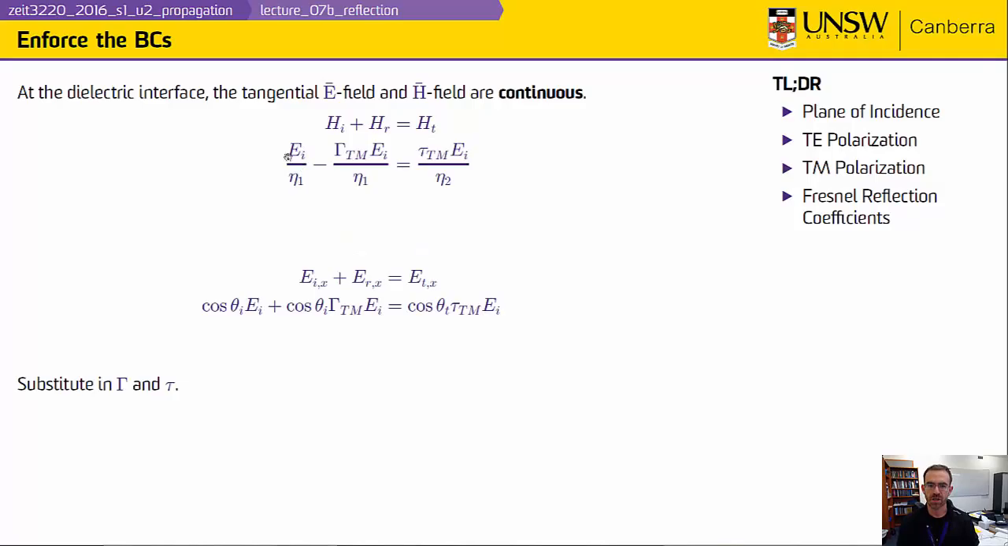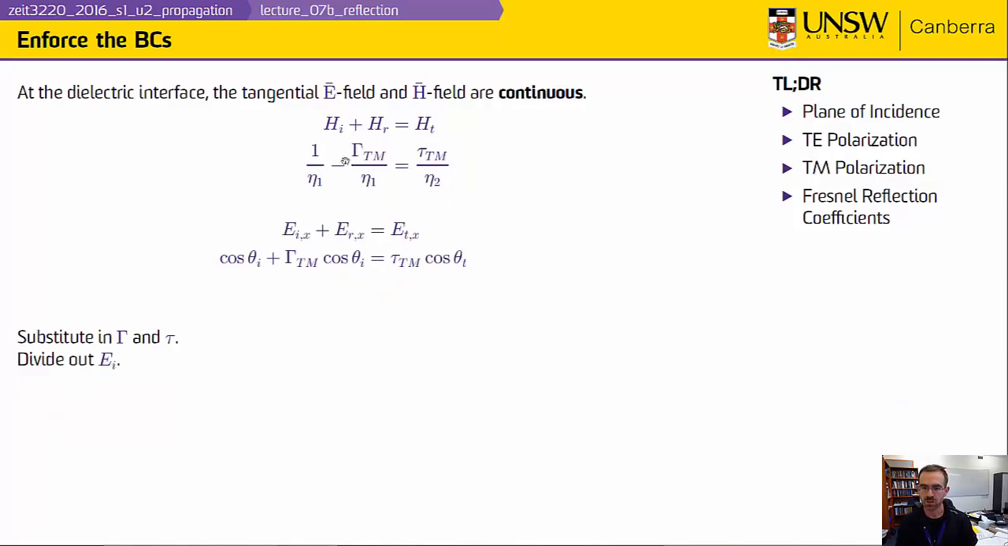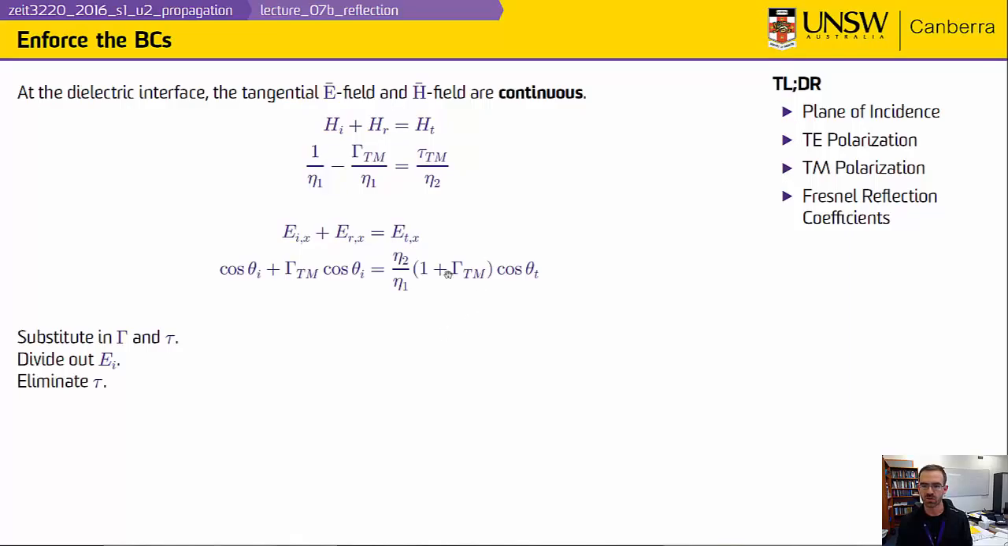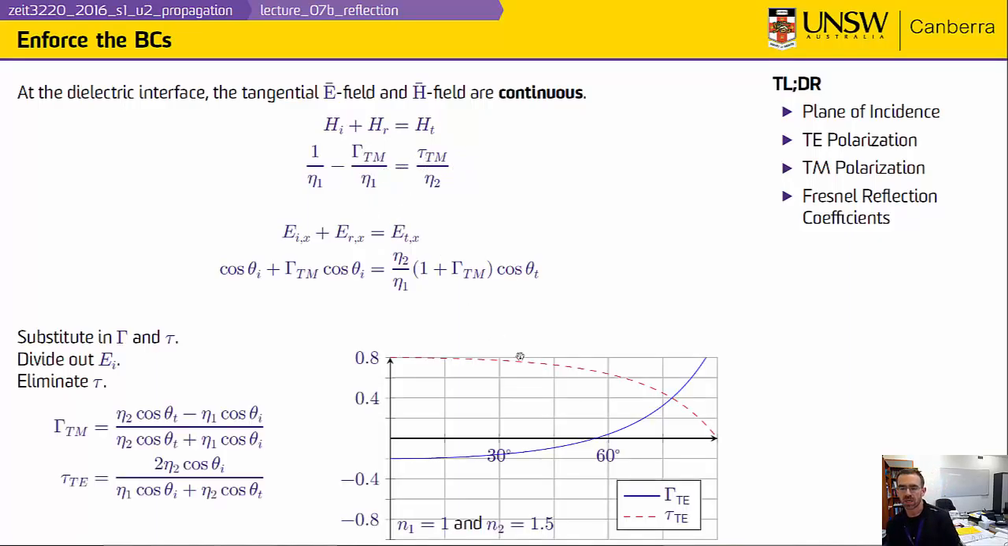We'll write down what we know. We substitute in gamma and tau. So we have this expression here. We divide out the E incident field intensity, and we're left with these two equations, 1, 2, that we can solve for gamma and tau. We'll be able to solve for tau and substitute it in down below as we did before. And we have now got an expression for gamma that we can solve. Once we solve for that expression for gamma, we plug it into this equation, and we get an expression for tau. And these are the results.